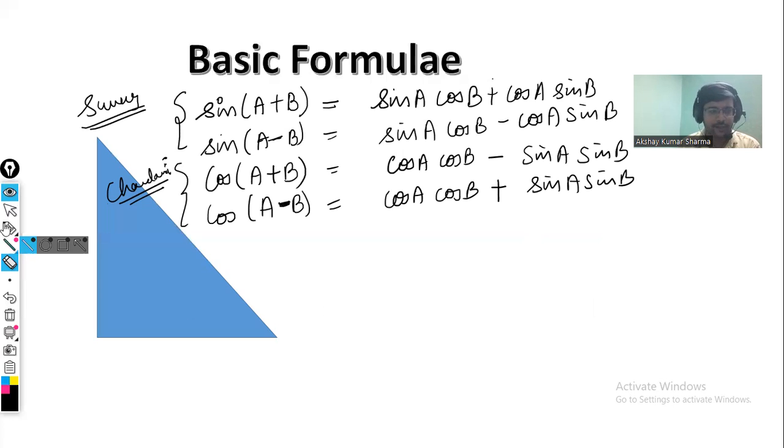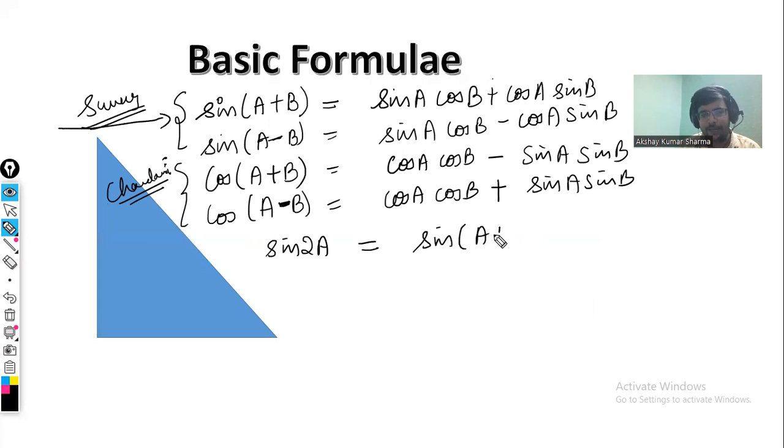So if somebody asks, sir, what will be the formula of sine 2A? Can you see the first formula? Yes, sir. Here it is: A plus B. Instead of B, if we write A, what does it become? Sine A plus A, which is nothing but sine 2A. A plus A means what? Sine 2A. Simple.